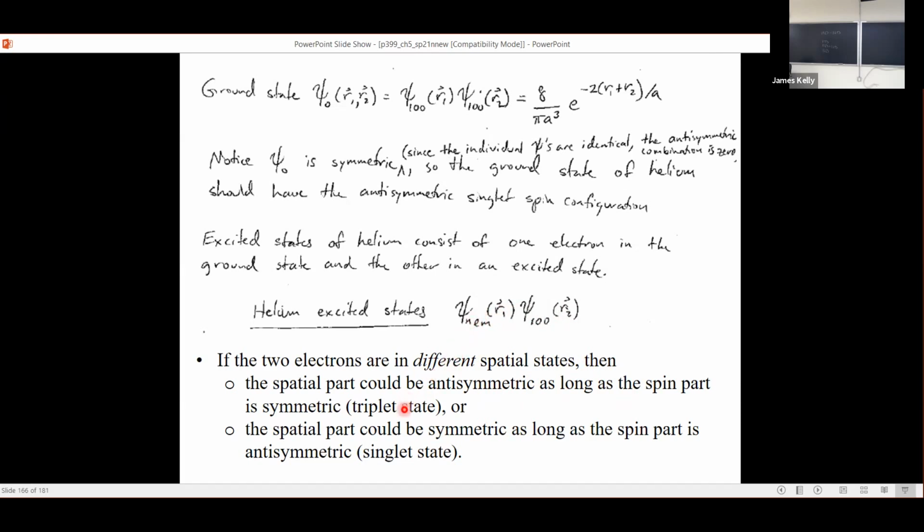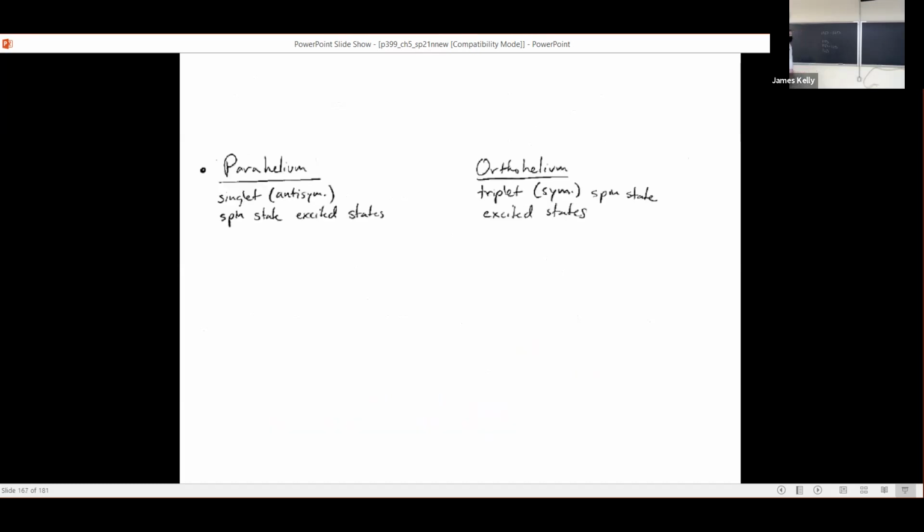And then I guess that's my second bullet down here. Then the spin part has to be antisymmetric. That would be the spin singlet state, and vice versa. I could make the spatial part antisymmetric by antisymmetrizing, and that would tell me the spin part has to be symmetric. And so people divide this, and there are good spectroscopic reasons for dividing these 2 different cases for the excited state into 2 different kinds of names.